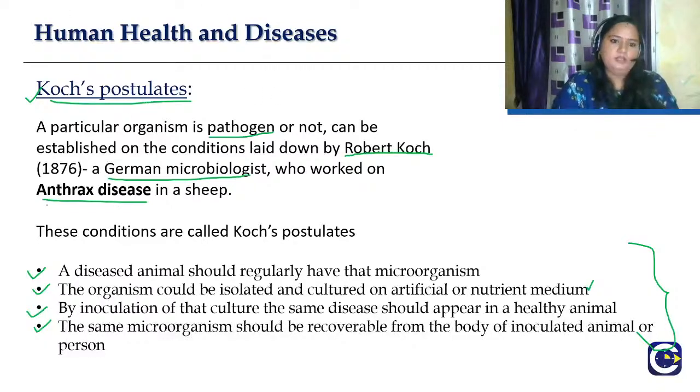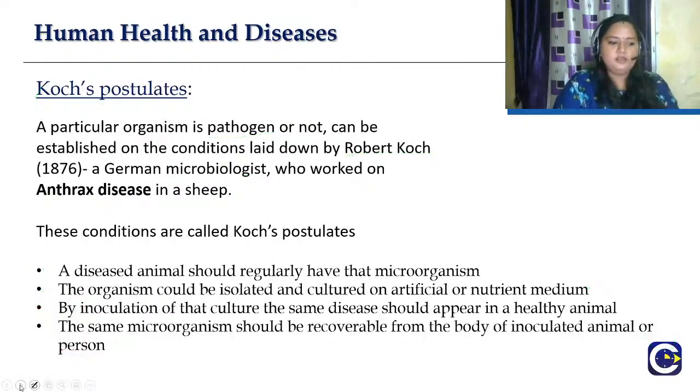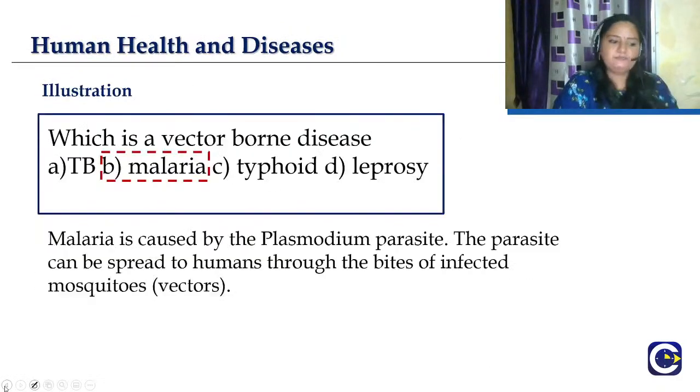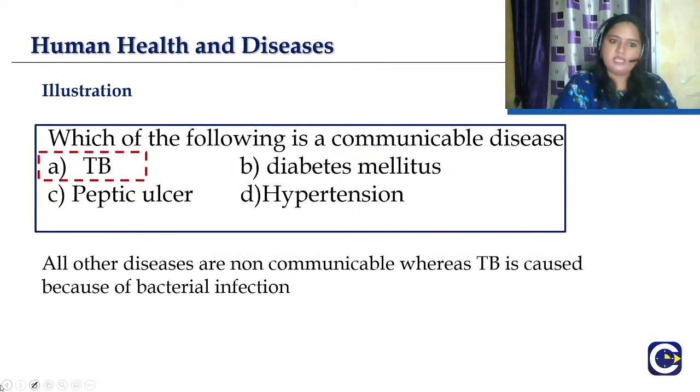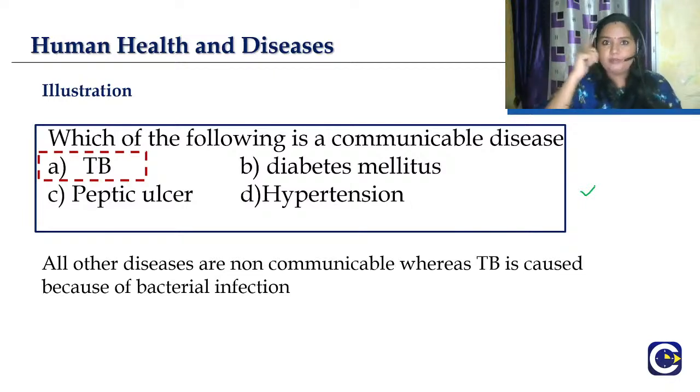So this is about Koch's postulates. We can expect some questions from this topic, and these are some sample questions. The first question: which of the following is a communicable disease? Now you need to remember the definition of a communicable disease. It is transferred from one individual to the other directly. Which of the following is a communicable disease here?